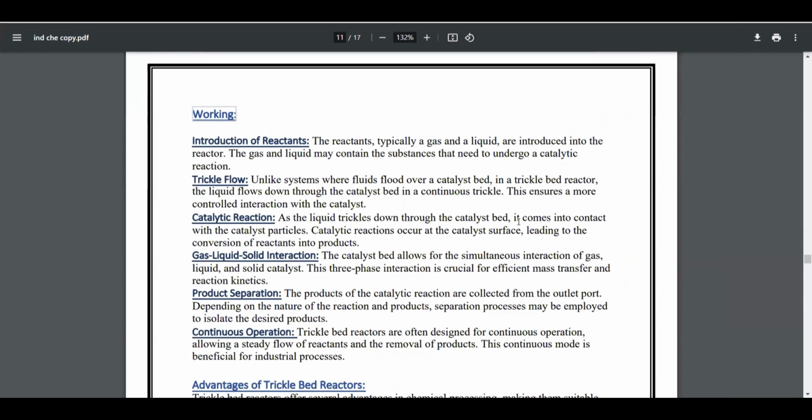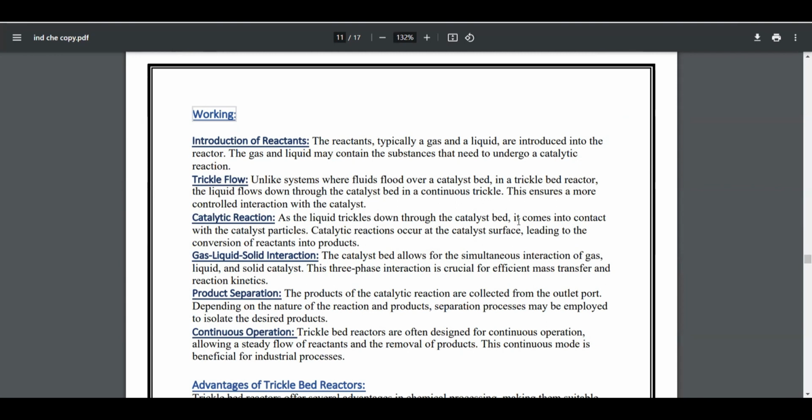And then there is the working of the trickle bed reactor, which involves the introduction of the reactants. The reactants, basically the gas or the liquid, are introduced into the reactor, where the gas and the liquid may contain the substance that needs to undergo a catalytic reaction. Then the trickle flow: unlike the system where the liquid flows over a catalyst bed, in a trickle bed reactor, the liquid flows down through the catalyst bed in a continuous trickle, and this ensures a more controlled interaction with the catalyst.